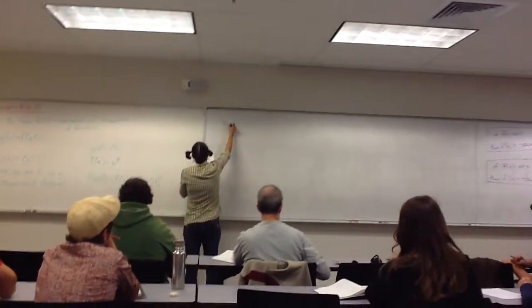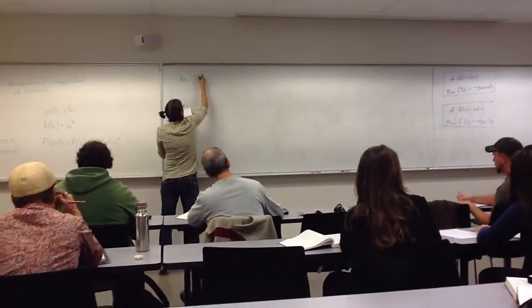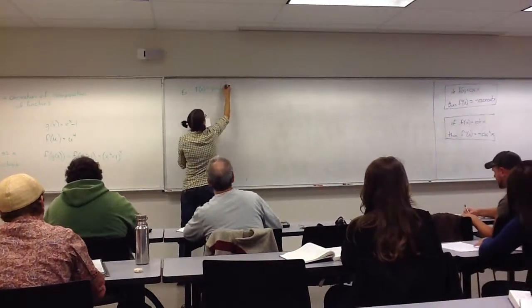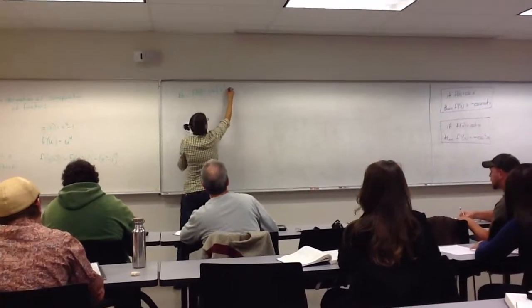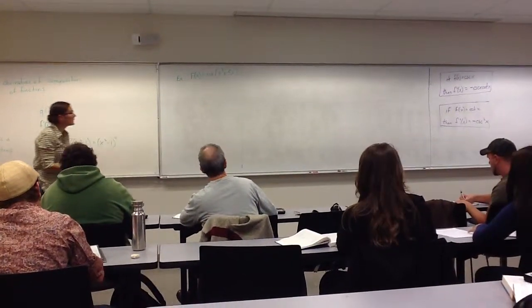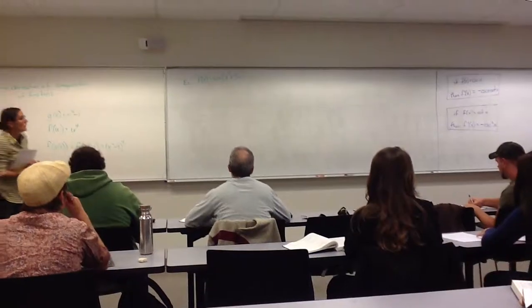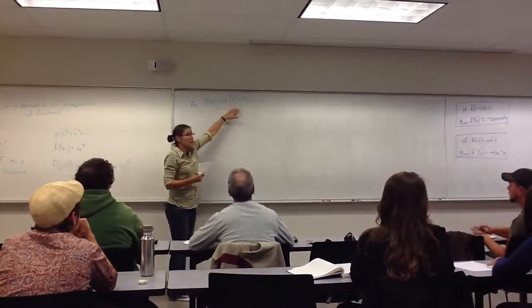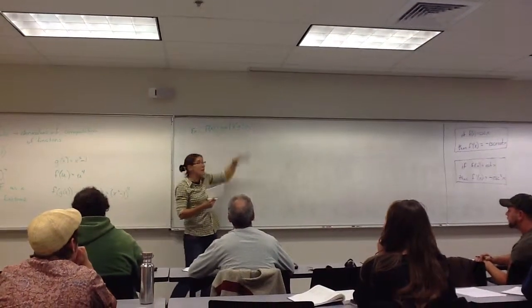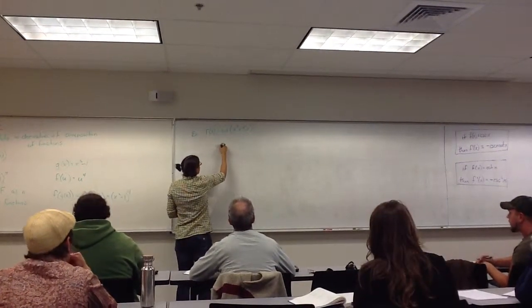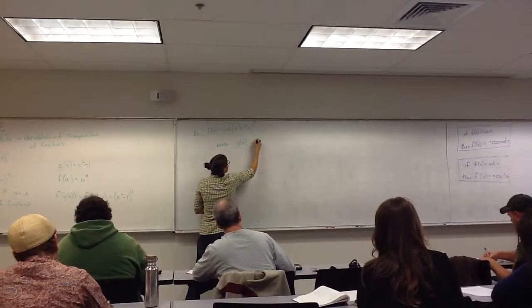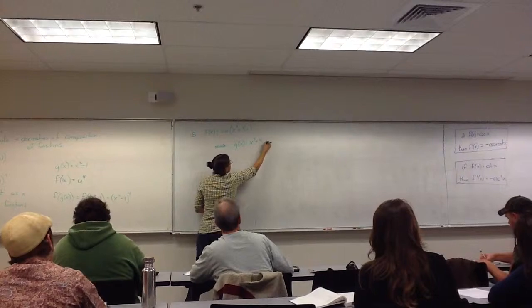Here's another example. We've got a function, capital F of x is equal to sine of x cubed plus 5x. Now, when I look at this function, I've got sine of stuff, and this stuff is inside of parentheses. And so my inside function, that's my g of x function. So we'll say that g of x is x cubed plus 5x.